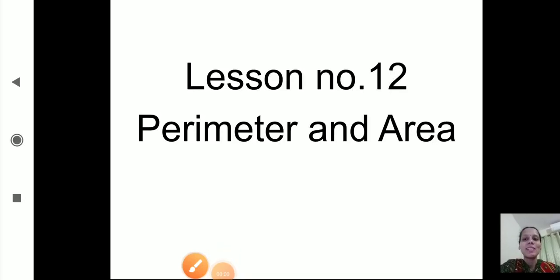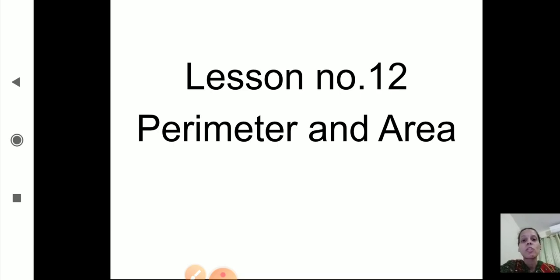Good morning students. In the previous session we started lesson number 12, perimeter and area. In that we saw the definition of perimeter. What is perimeter? The sum of the lengths of all the sides of a closed figure is called the perimeter of that figure.